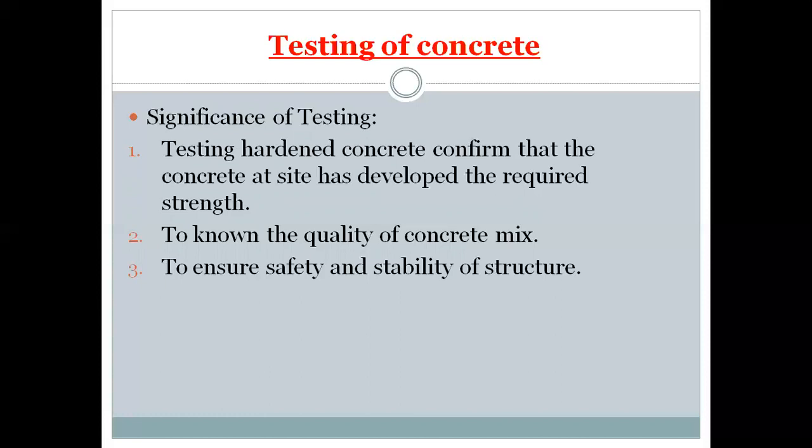determine the actual strength of the concrete on a site after casting, or regarding the structural audit, we have to follow the testing of the concrete. So testing of the concrete is required to confirm the quality and the strength of a concrete as per the requirement, and to ensure the safety and stability of a structure. So these are the significance of testing of a concrete.